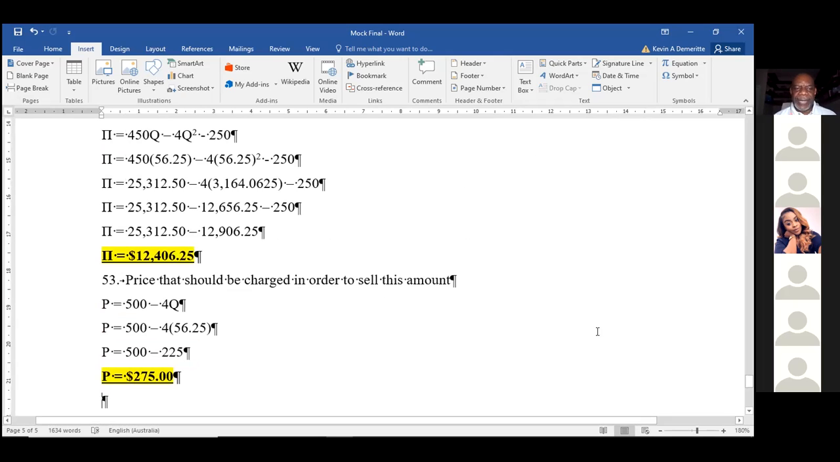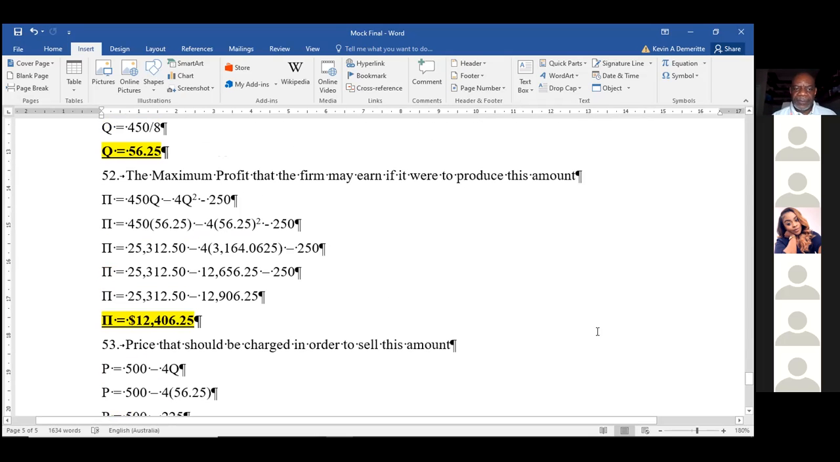And lastly, they said, okay, let's say we were to produce 56 1/4 units. What price should we charge to sell that entire 56 1/4 units? Well, to figure out what price we would charge, we need to go to our price equation or inverse demand equation that we produced way at the very beginning of this question. And that's why the equation is often called a price equation, because it allows us to determine the price that we should charge if we want to sell a certain amount.